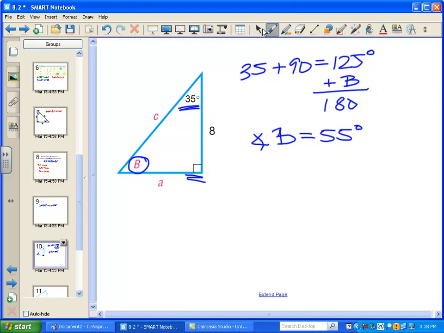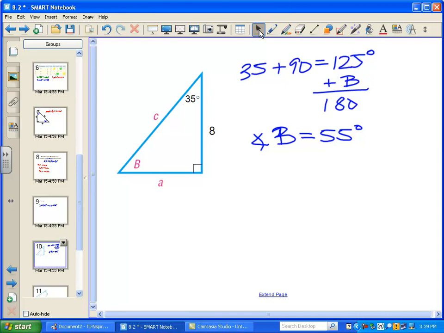Okay, so there's one missing piece of the triangle. I've got angle B is 55 degrees. And with a little bit more work, I can find sides A and C. But here's where we're going to have to use our most recent knowledge, which is sine, cosine, and tangent.